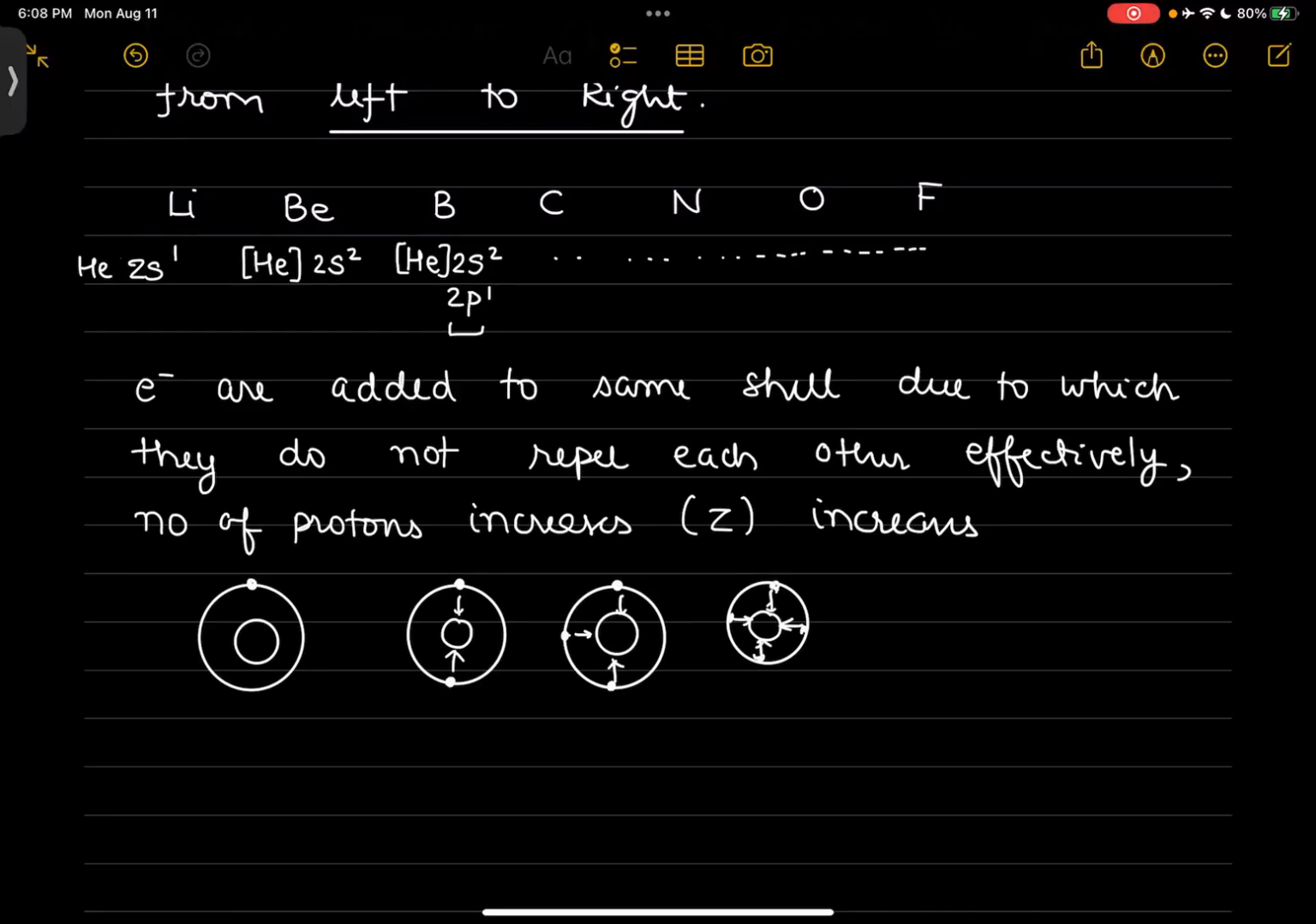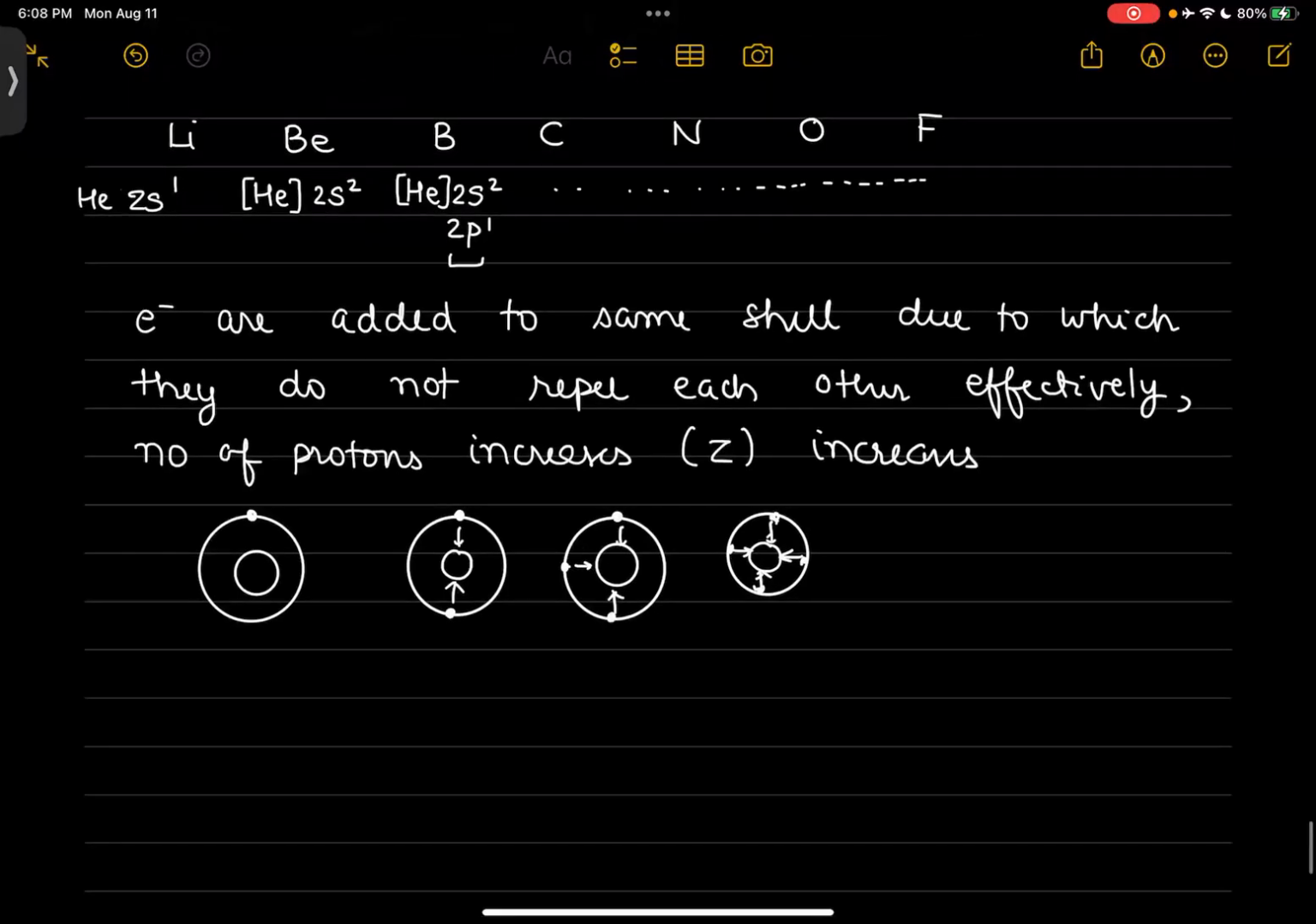As you move from left to right, electrons are added to the same shell. The protons are also increasing. Electrons do not repel each other very effectively because they are present in the same shell side by side. They will feel more and more attractive force. So the outer shell is getting more and more attracted inwards. What will happen? The size will decrease. Is it clear or not? Size will decrease.